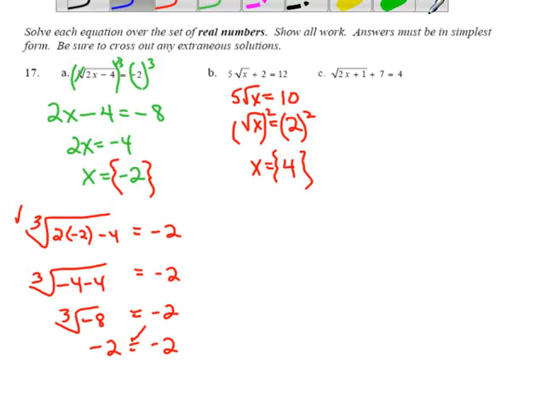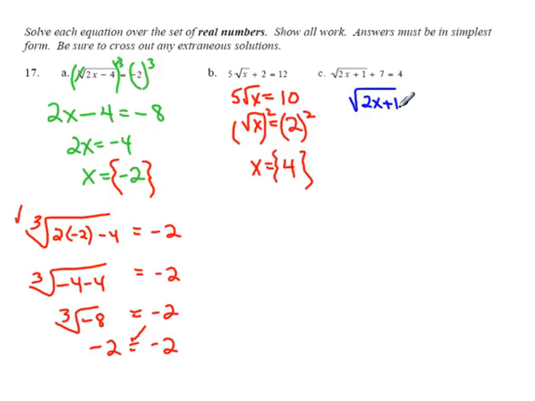Okay, let's try C. To isolate the radical in C, the first thing I have to do is subtract 7. The square root of 2x plus 1 equals, when you subtract 7, negative 3. And some of you know that this may be a problem later on, and we'll see what happens. If you recognize that it is a problem, you can go ahead and write the answer at this point, but we'll continue the problem from here.